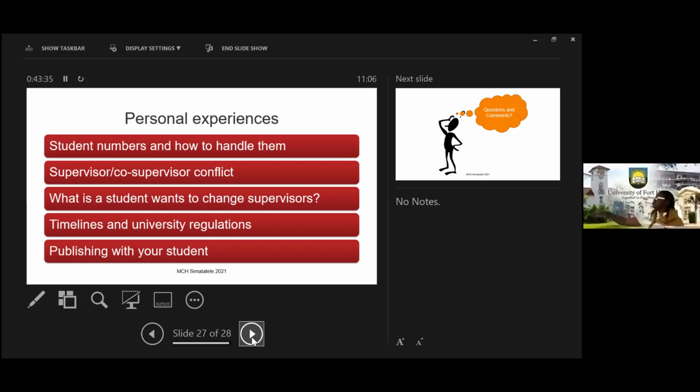What if the student wants to change supervisors? My answer is let them. I really, honestly, I would say 100% of the time, if the student wants to change a supervisor, let them change. In fact, the one that I was telling you, that's the only student that I have let go.